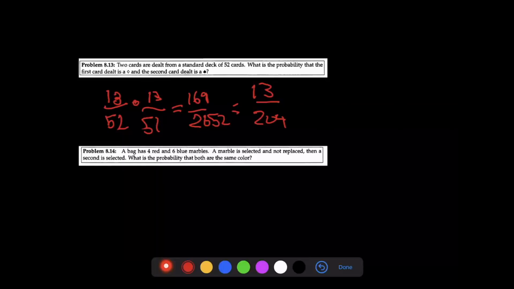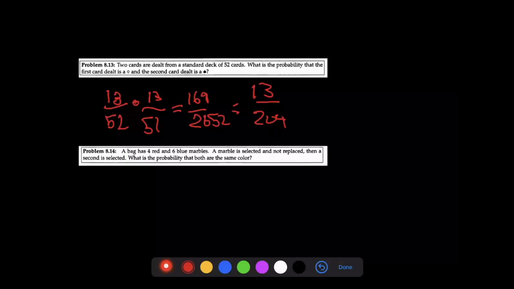So now another problem. A bag has 4 red and 6 blue marbles. A marble is selected and not replaced, and then a second is selected. What is the probability that both of them are the same color? So the probability of same color is the probability that both of them are red plus the probability that both of them are blue. The probability that both of them are red is just the probability that the first is red and the second is red after the first red is drawn. And the same thing for blue.